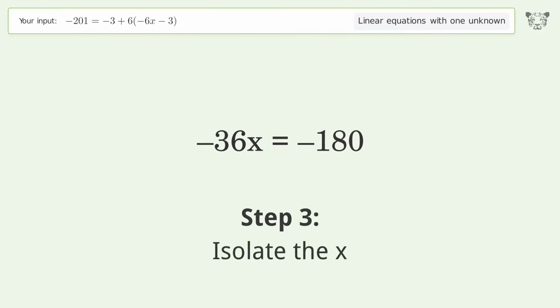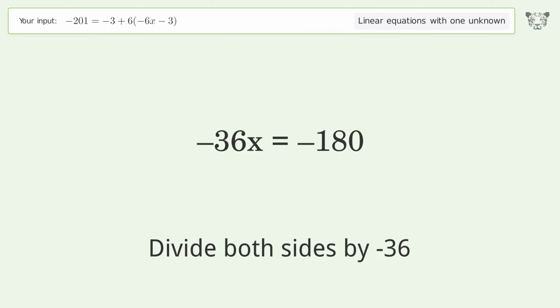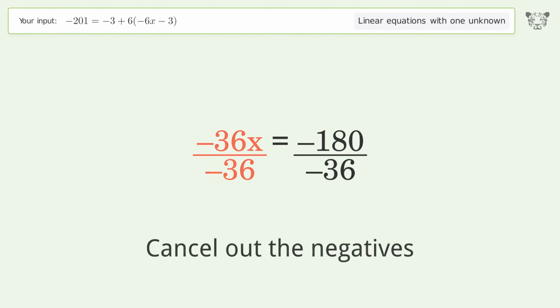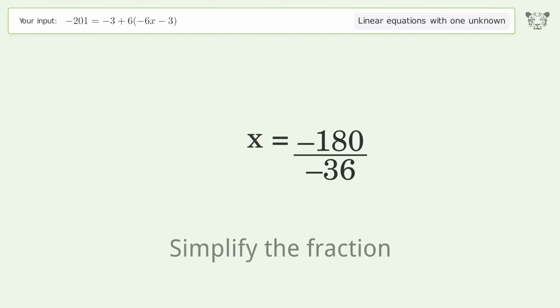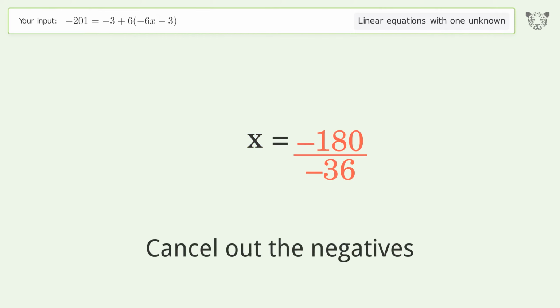Isolate the x. Divide both sides by -36. Cancel out the negatives. Simplify the fraction. Cancel out the negatives.